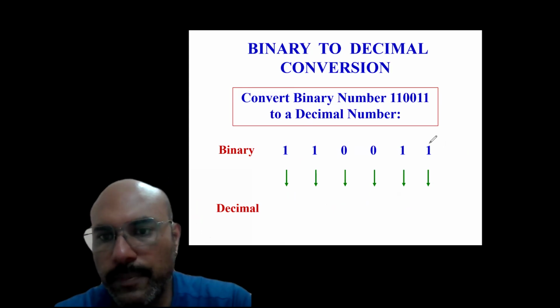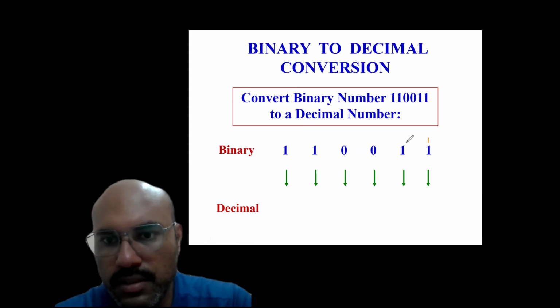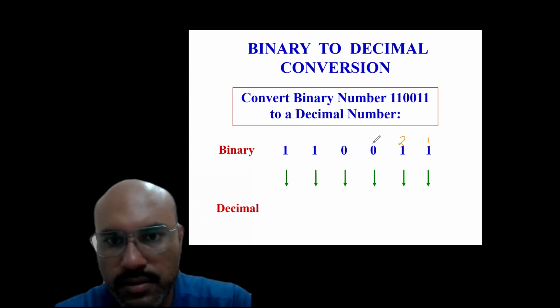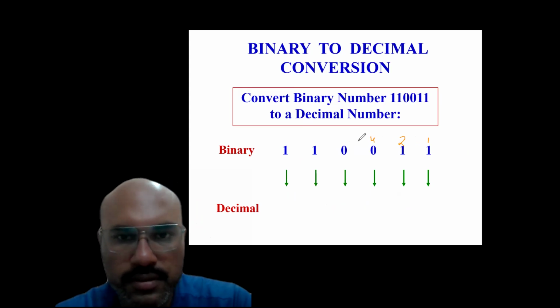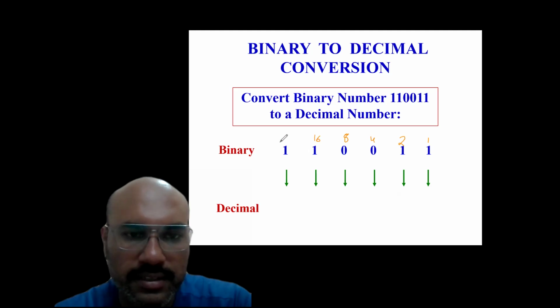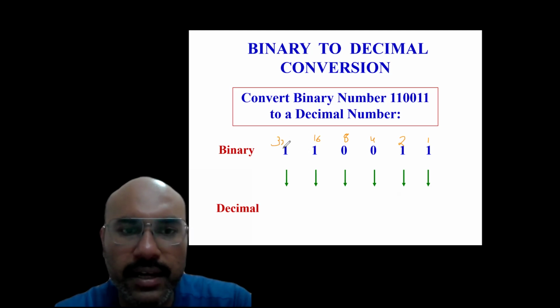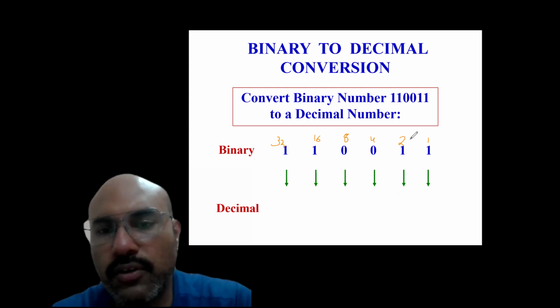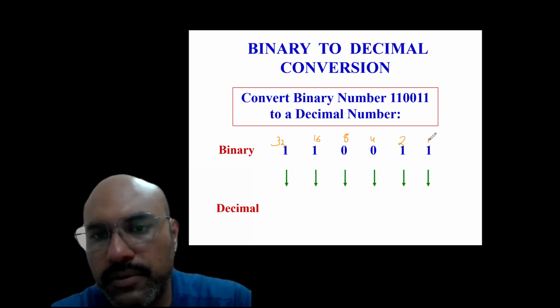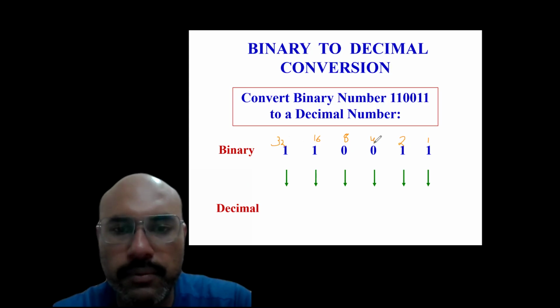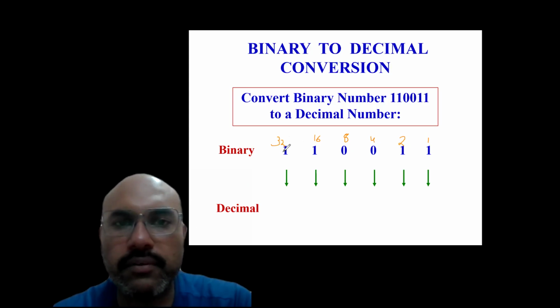You know that this is the ones place value, this is twos, this is fours, this is eights, this is 16s, and this is 32. How do I know that? By putting the powers of 2. This is 2 to the power 0, this is 2 to the power 1, 2 to the power 2, and subsequently up to 2 to the power 5.